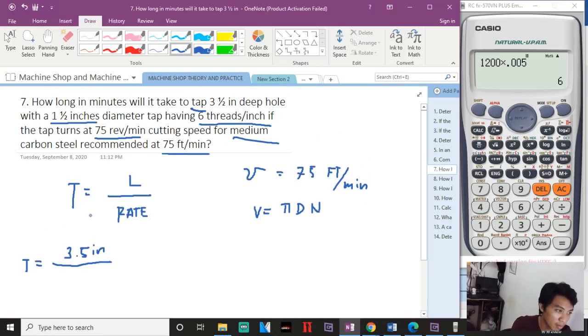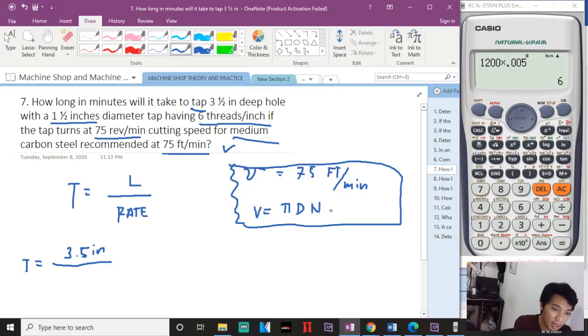Tama ba? Class, tama ba? 2 pi rad, di ba? Kailangan maging rad yan para maging minute na lang. So, 3.5, kahit di mo na gamitin to, okay? Nagbigay lang siya ng recommended. Pero, yung turn mo daw is, panglito ito eh. This one, pag binigay ito, tapos hindi nagbigay ng n, isusolve mo si n. Pero nagbigay siya ng n na dito, or the cutting speed.